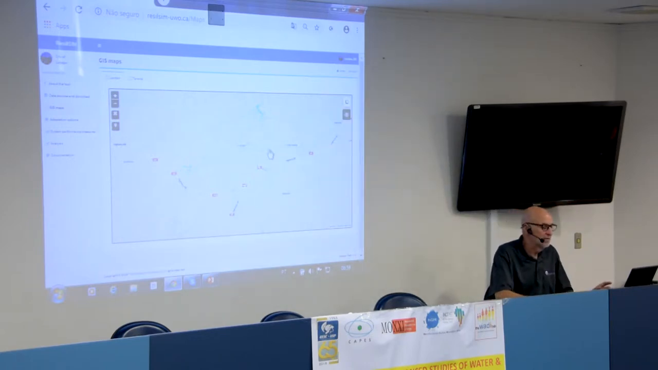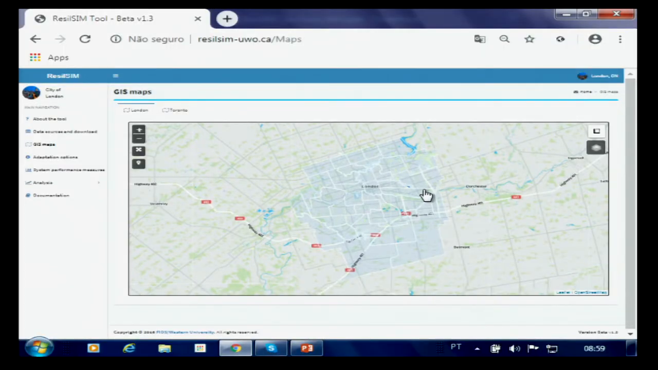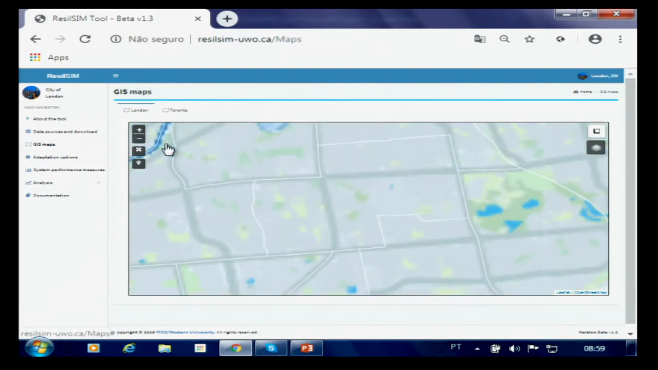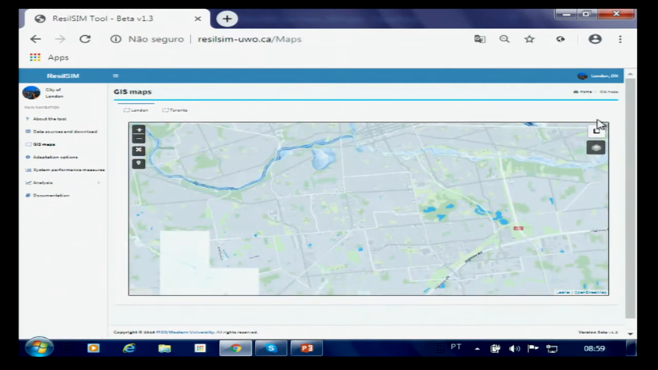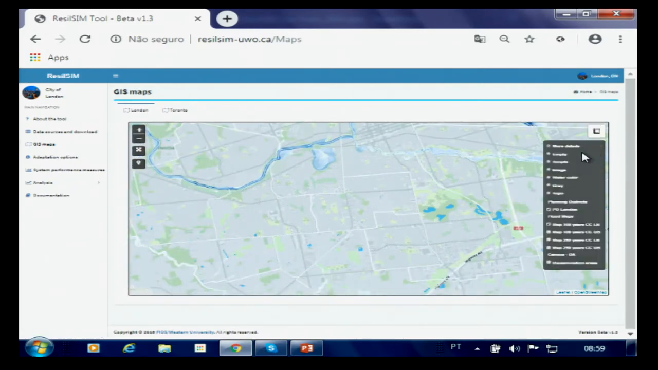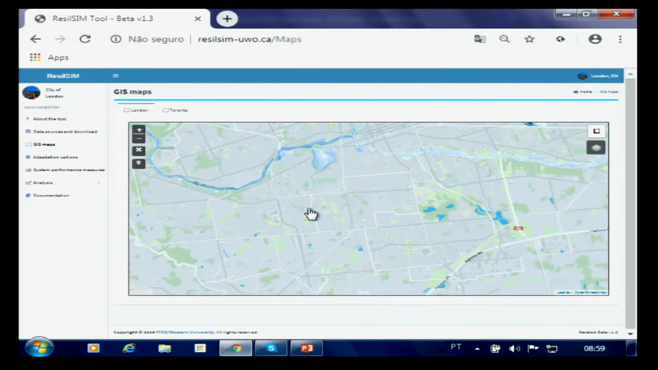You can search these maps, you can zoom in, zoom out. I don't know how to do this with a mouse that's hardly working. So you can get a lot of levels of detail and also different ways of presenting the maps and querying the spatial data.